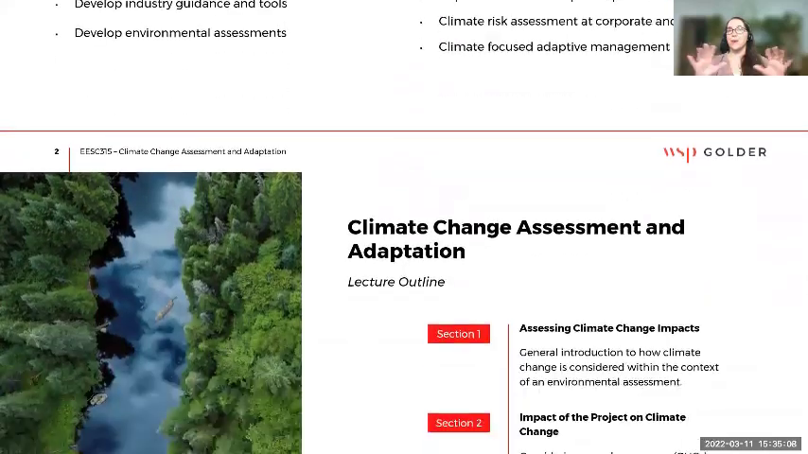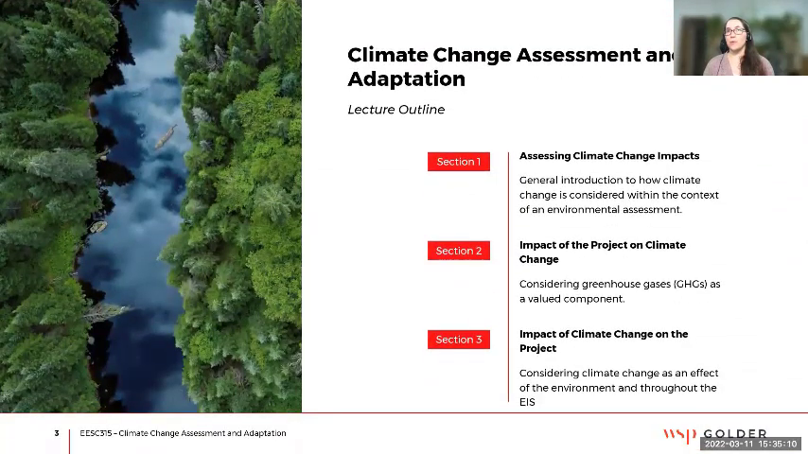But what I want to do is really take you on a journey through environmental assessments and climate change and how we do this. So I've broken this into three different sections. The first one, very general, what are we going to look at for where this slots into the process, using the process in BC as an example, but of course, this is very indicative of how it's done across Canada.